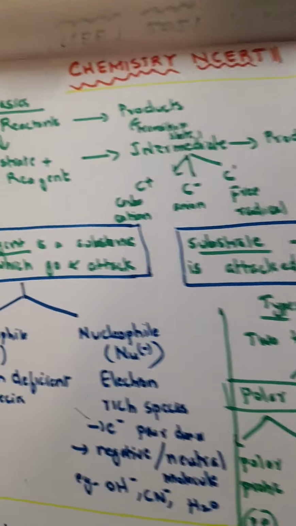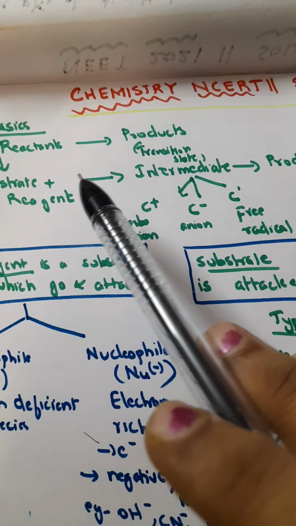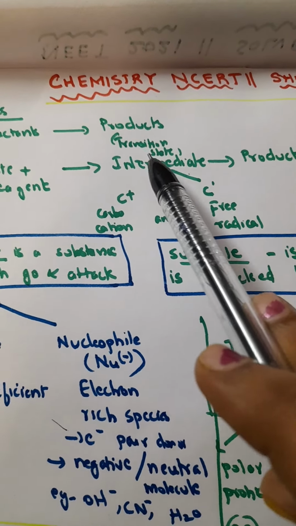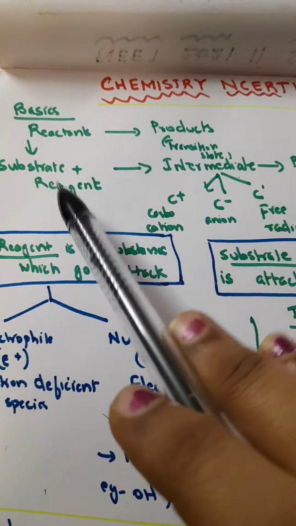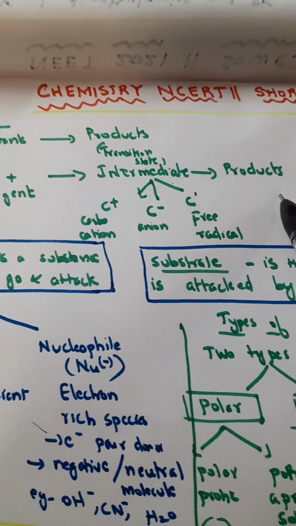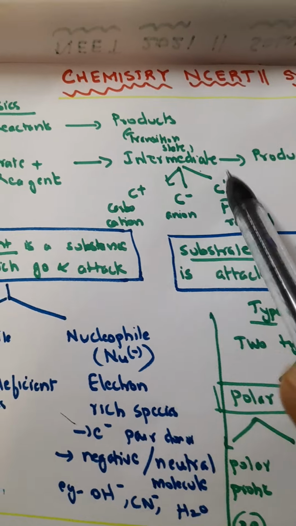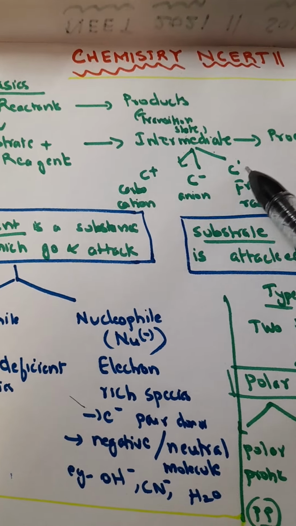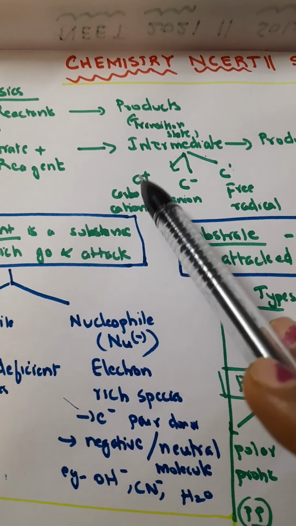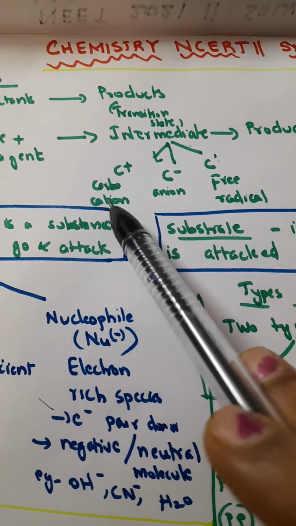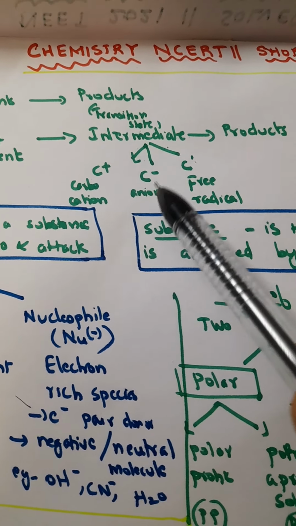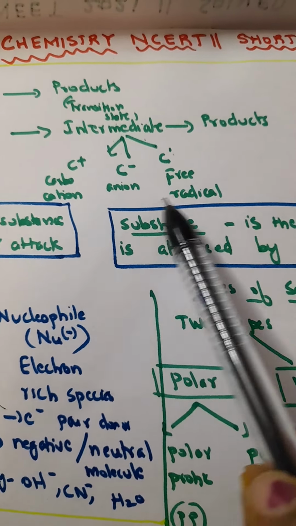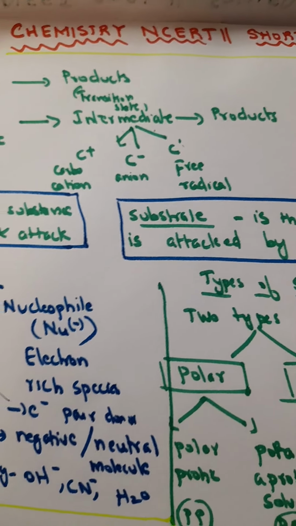Okay, now when reactants react, you don't get products directly. In between you get something known as intermediate, which is a transition state. That is, once the reactants react to give you products, before the products are formed, in between what you get is known as intermediate. So the intermediate can be divided into three. One is, see, if carbon has a plus charge, we call it carbocation, and it can be an anion, that is with minus charge, and carbon can be a free radical also. So any three are possible in the transition or intermediate state.